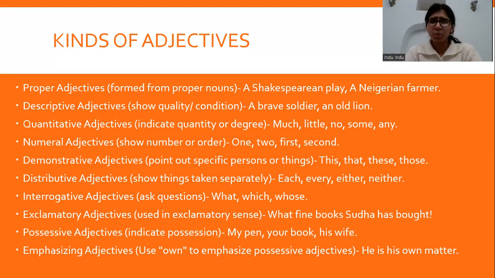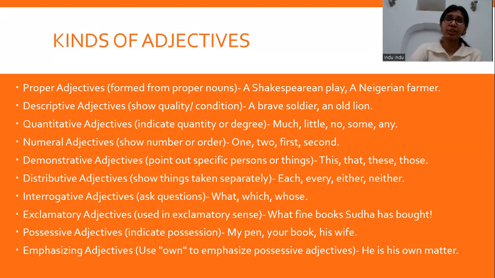Much, little, no, some, any. These can be used in sentences like, no, I can't have much to eat today. So it indicates the quantity or the degree. Okay, no, I cannot have much quantity of this. I'm already full, okay? So I can't have much to eat today. Or, you can say that she has had very little dinner. So here it is indicating the quantity or degree. Therefore, these are quantitative adjectives.